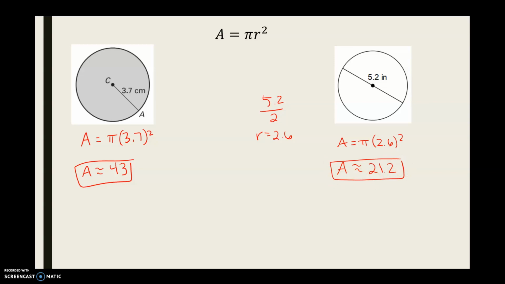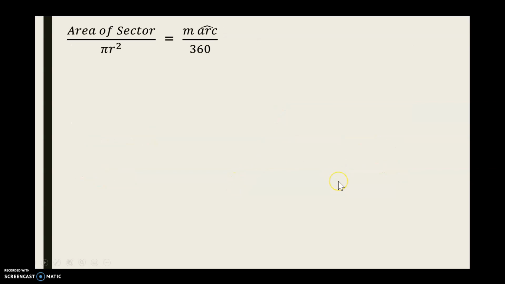Okay, so we should be okay with that. Area of a circle, we've done that before. The new stuff is area of a sector. So just so you know what a sector is, whereas before we talked about your arc length, so it's talking about this part here, the outside. Area of a sector means this, you can think about it like a piece of pie. So you're looking at the area of that little portion right there.